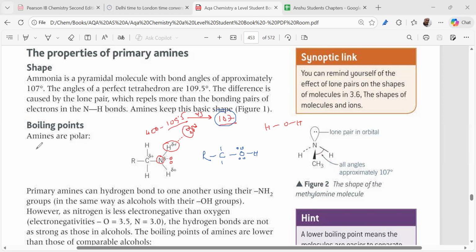Now, next part: when we talk about amines, we learned in our year 12 sessions that for any molecule, if hydrogen is connected to N, O or F, right?